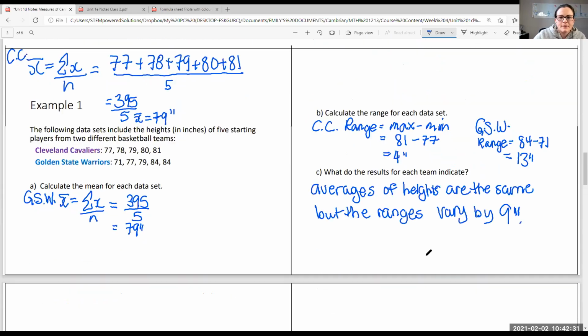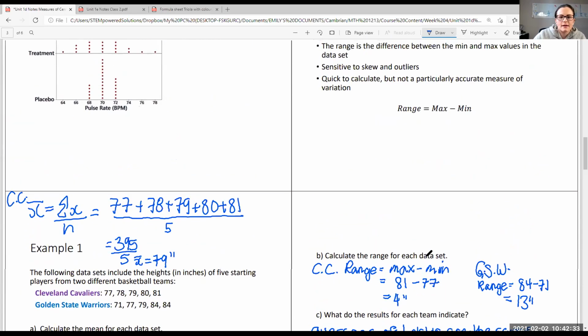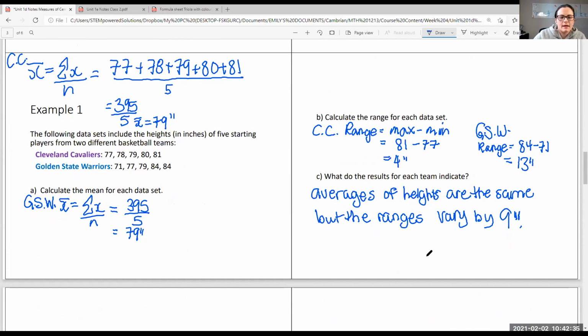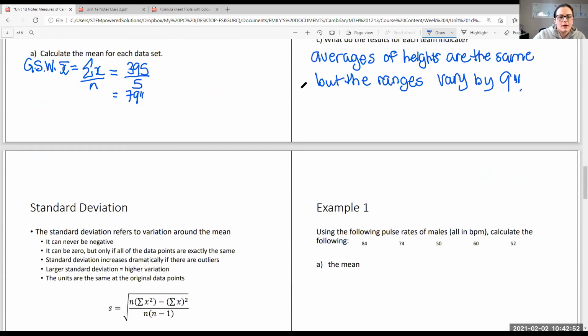All right, so that's how I would sum up that data. So that's how you would calculate the mean, and that's how you would calculate the range for a data set. Are there any questions on calculating the mean or range? All right, so let's jump over to standard deviation.